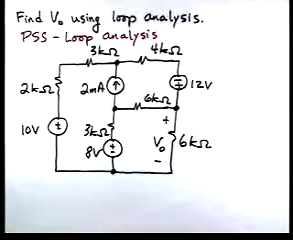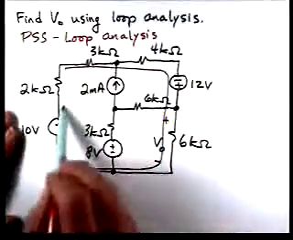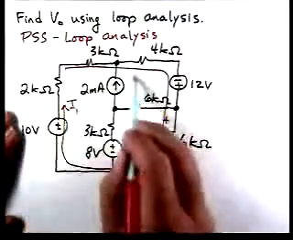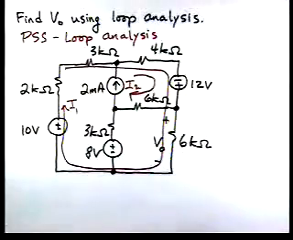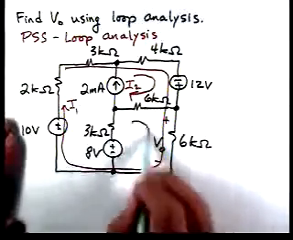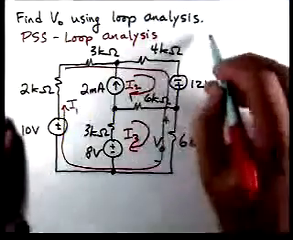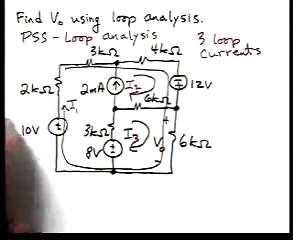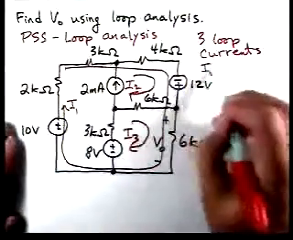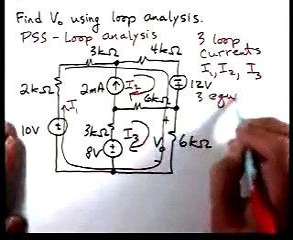And what we'll do is I'm going to assign the following loop current. I'm going to call this one I1. I'm going to assign this one to be I2, and I'm going to select it where it's the only loop current that flows through the 2 milliamp source. And then here's loop current I3. So we have 3 loop currents, I1, I2, and I3. So we're going to need 3 equations.